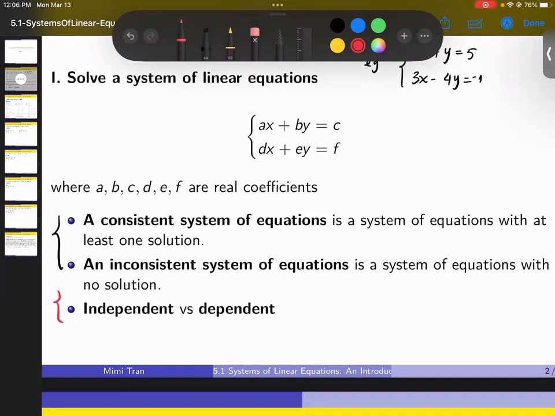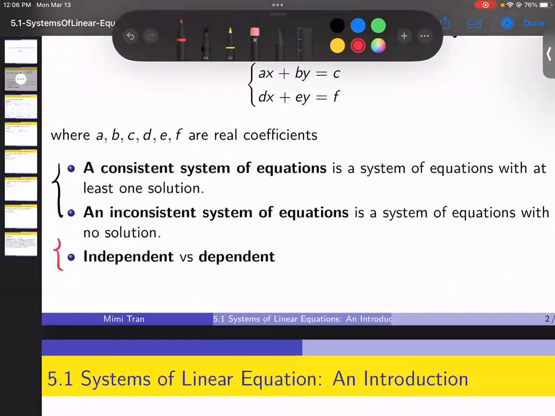So the first two bullet points, we talk about the solution. The last bullet point is about how many lines you can see. You can see both lines, independent. You don't see one line, meaning those two lines are on top of one another, then they're dependent. That's it.